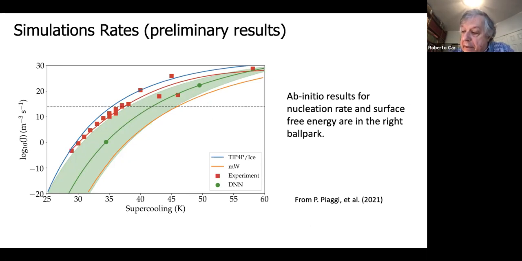We estimate our uncertainty in the estimation of the critical temperature to be plus or minus 2 Kelvin. With plus or minus 2 Kelvin, you see that the nucleation rate could occur anywhere within this green region. So the important result is that the ab initio results for nucleation rate and surface free energy are in the right ballpark, and the results from ab initio theory are actually not in bad agreement with experiment, given the uncertainty in this very delicate quantity.